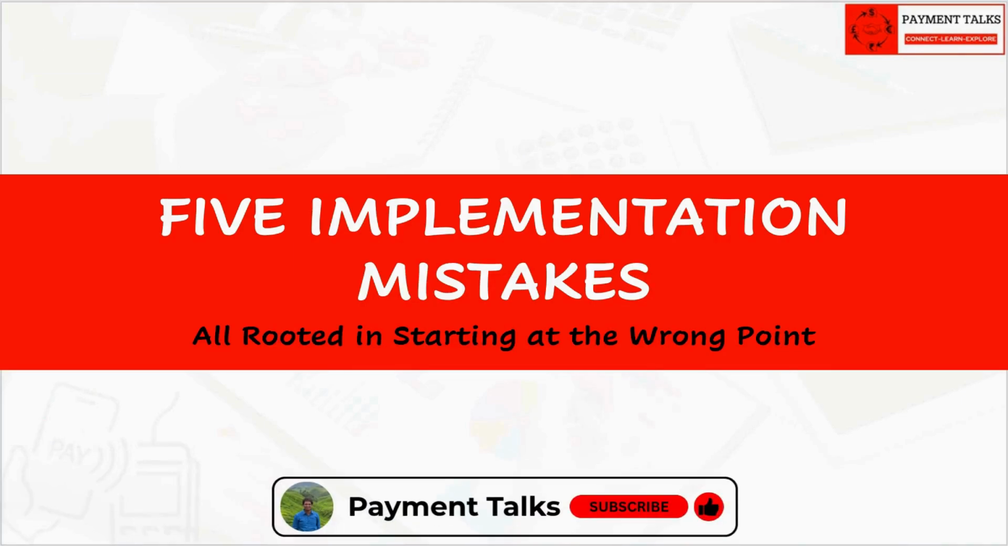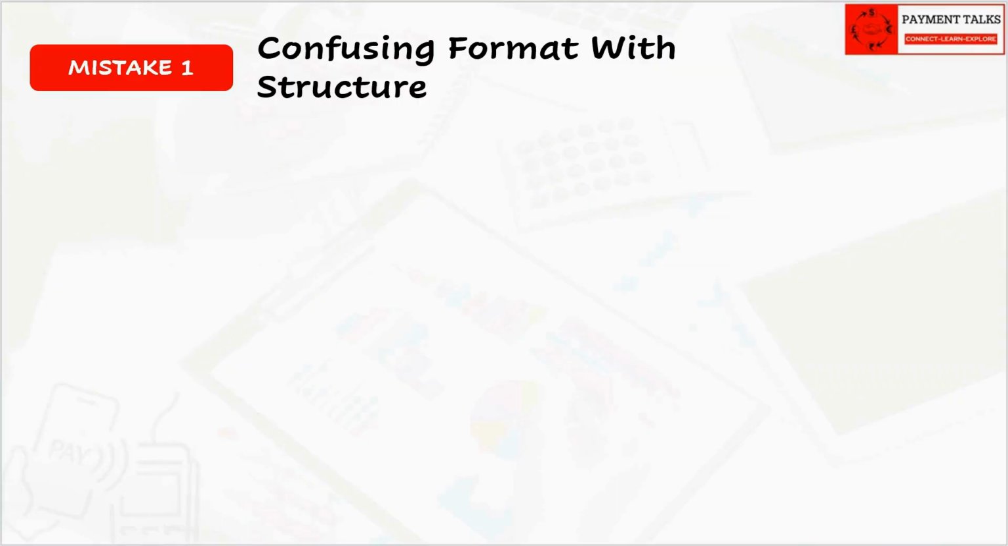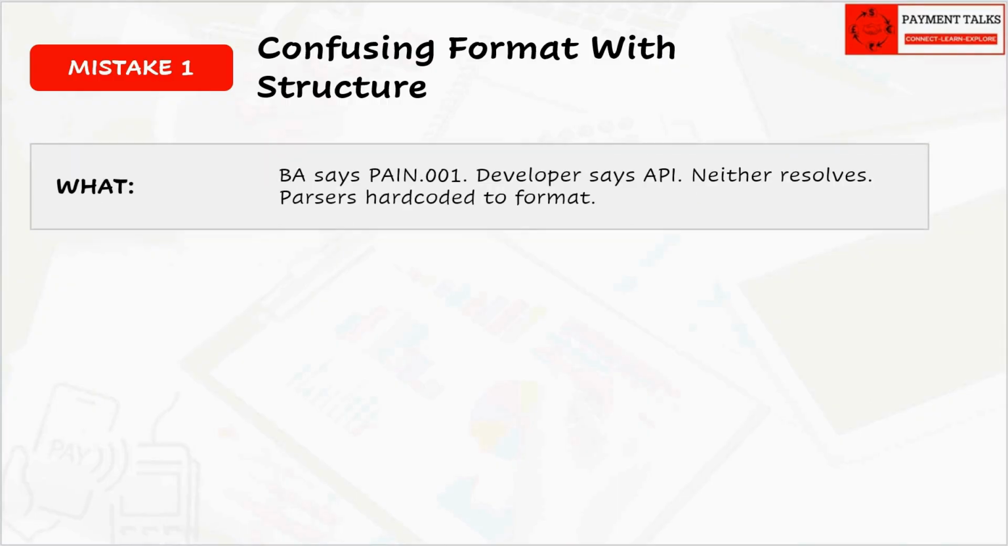Now, let me translate every principle we have covered into the 5 specific implementation mistakes I have seen teams make when building payment initiation systems. Mistake 1: confusing format with structure. What happens? The BA says we process pain.001 and means the pain.001 logical structure. The developer says we use an API and means the transport mechanism. Neither person resolves the confusion.